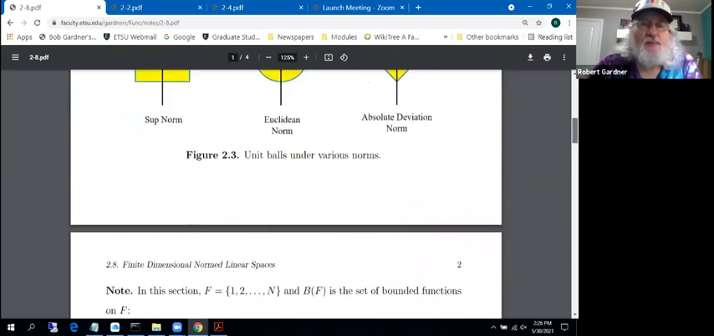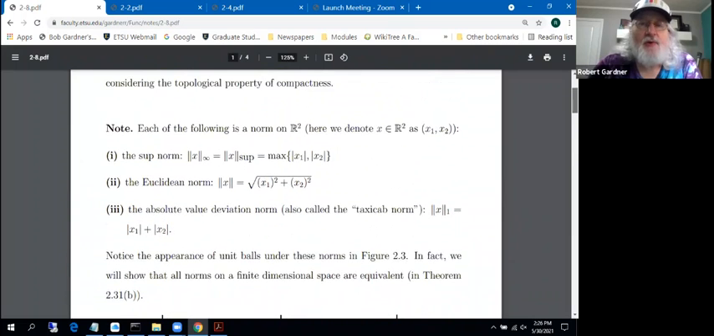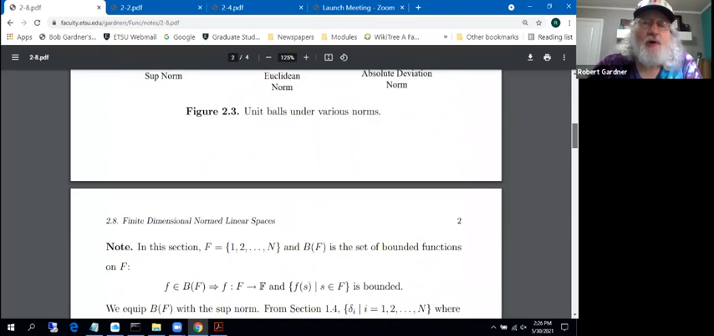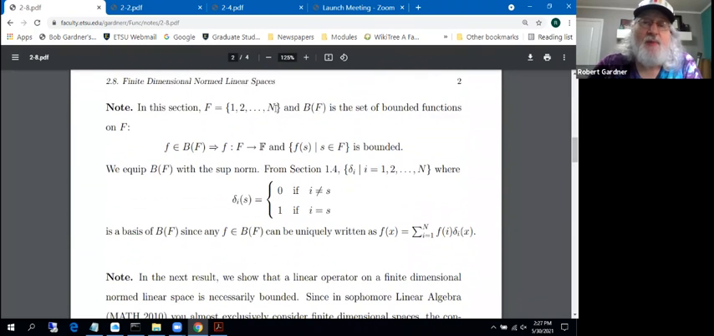Scrolling back to the previous page, this is rather similar to the statement there. When we were looking at a sup norm, you only had two components to consider, so we just took the maximum of those two. That same observation holds here. We just take the maximum of the capital N components in absolute value or modulus.